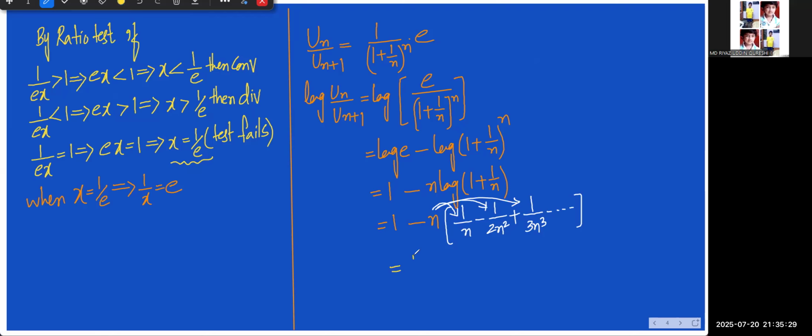This is 1 minus n, and n and n cancel, minus 1 by 2n, n and n cancel, minus 1 by 3n square. And now these two are cancelled. Now multiplying n on both sides.